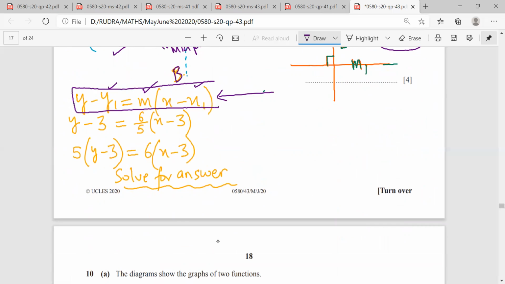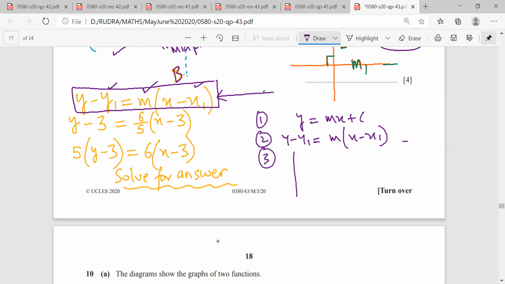Mr. Rudra, both of these are very important formulas. One is y is equal to mx plus c. The other is y minus y1 is equal to m(x minus x1). And one of the very important properties of this chapter is that if two lines are perpendicular to each other, the product of their slopes is minus 1. So is there any doubt about this? No, sir.